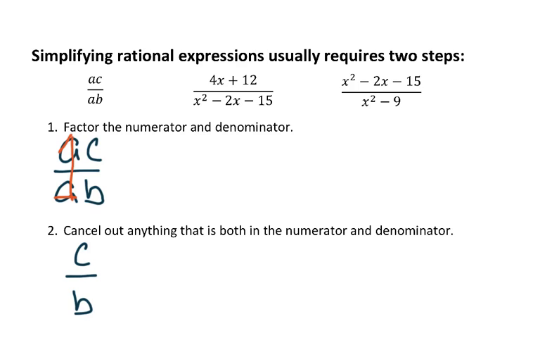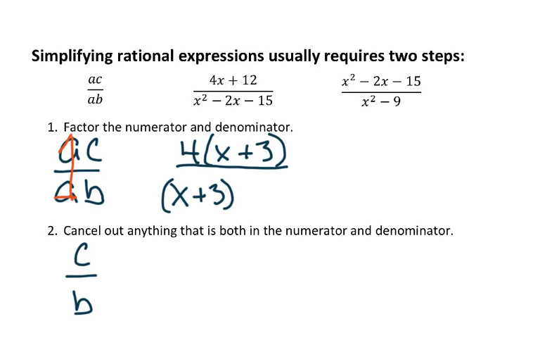All right, so in essence, this is what we're doing today. We're going to make products by factoring, and then we're going to cancel out what we can. So let's take a look at the next problem. I have 4 times x plus 3 in the numerator, and in the denominator I can factor this, and I can factor it to x plus 3 times x minus 5.